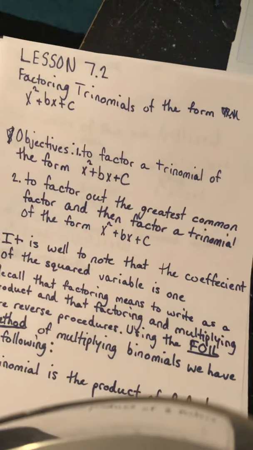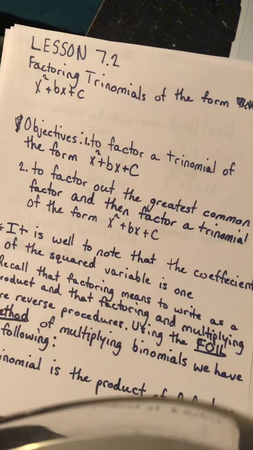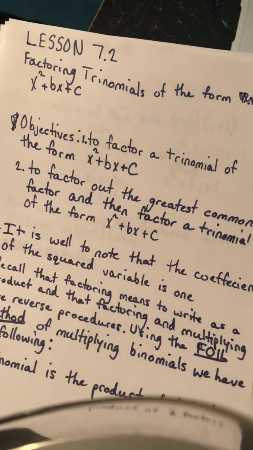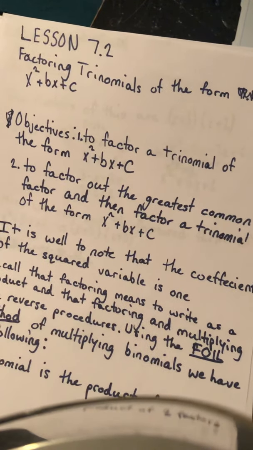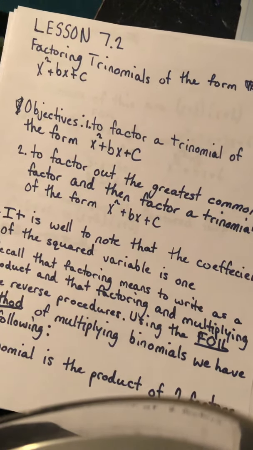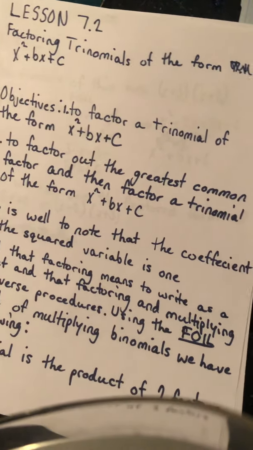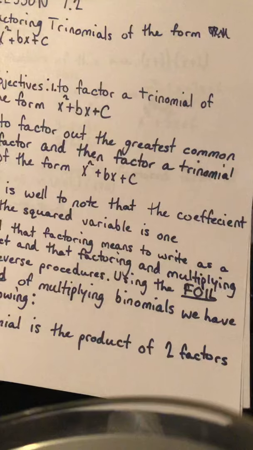Recall that factoring means to write as a product, and that factoring and multiplying are reverse procedures. Using the FOIL method of multiplying binomials, we have the following. A trinomial is the product of two factors.